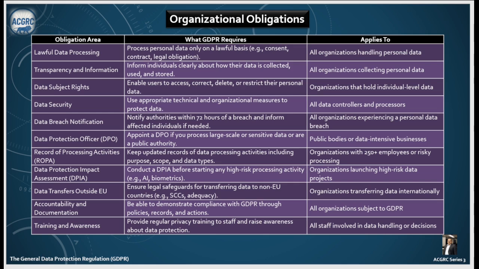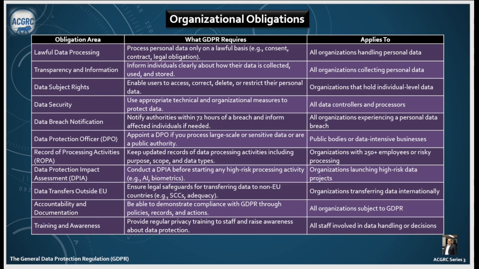Next, data transfers outside of the EU. What does GDPR require? It requires ensuring legal safeguards for transferring data to non-EU countries. Applies to organizations transferring data internationally. Accountability and documentation. Now, what's this? This is being able to demonstrate compliance with GDPR through policies, records and action. Applies to all organizations subject to GDPR.